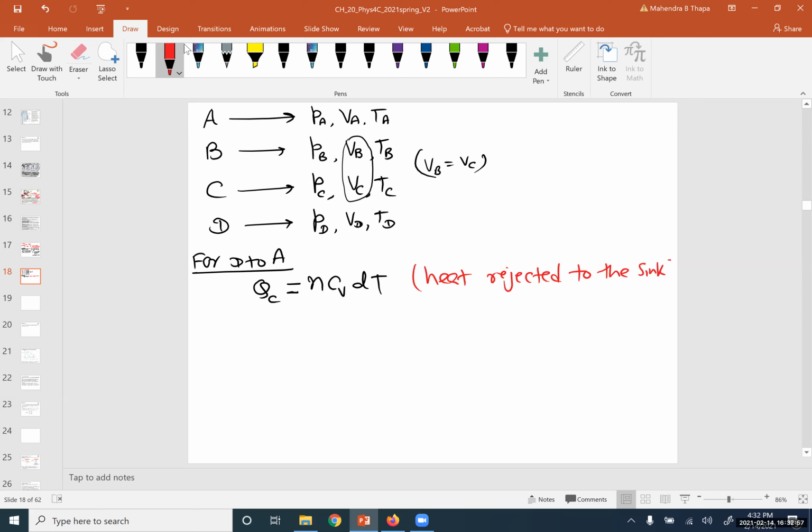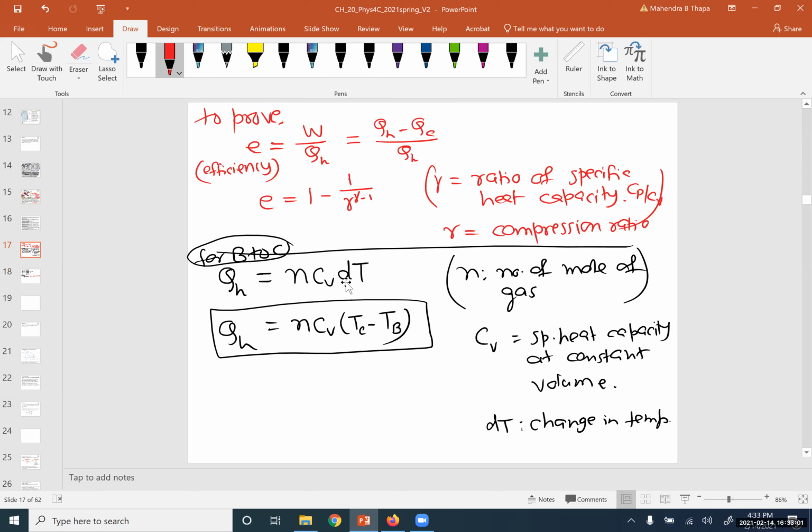This is not the heat at point C, okay? And similarly, QH is the heat entered, or instead of entered, we can say that heat supplied to the system. Okay, it is supplied to the system in simple words.